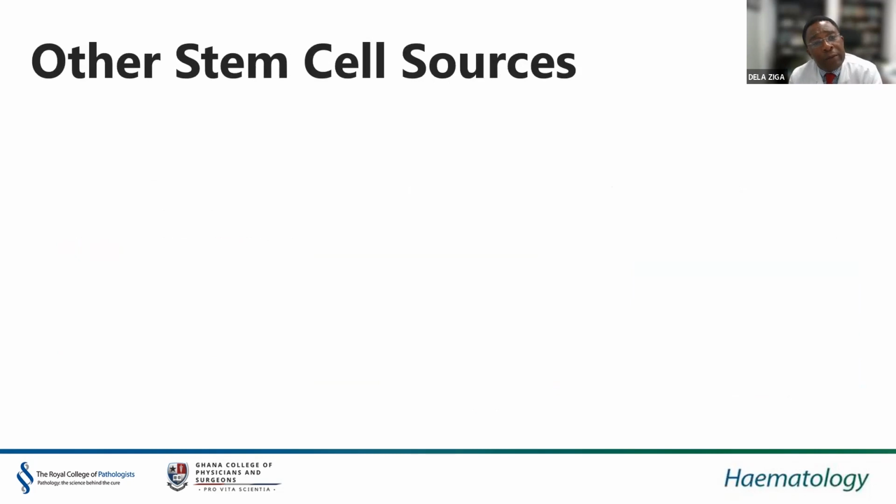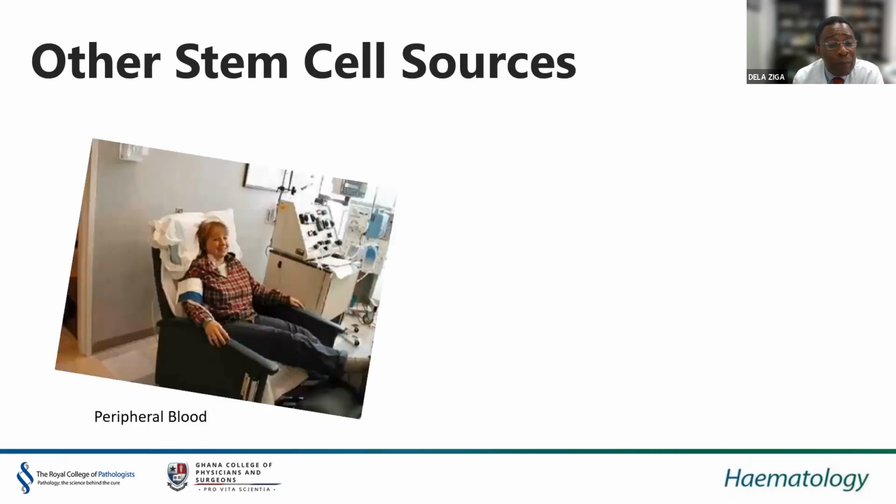It's also good to know that there are other stem cell sources. This procedure is actually called hematopoietic stem cell transplant because bone marrow was the initial source. In most cases, we tend to call it bone marrow transplant. But peripheral blood is now a good source of stem cells. These donors are mobilized with agents that mobilize the stem cells from the marrow niches into the peripheral blood.